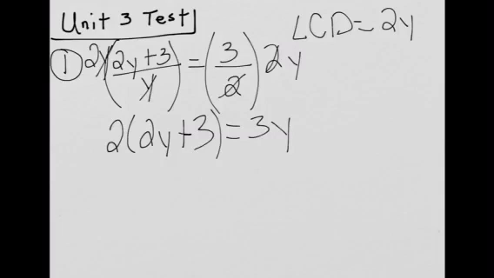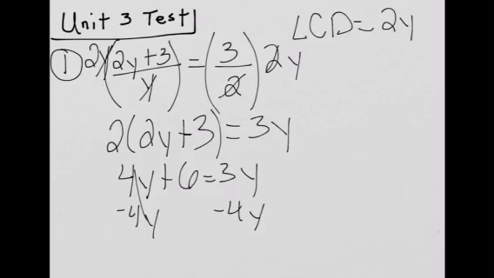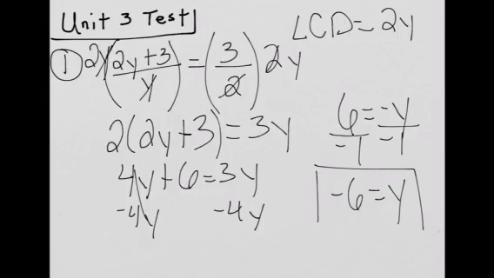Alright, so next we want to distribute our 2 through on the left side, so that gives me 4y plus 6 is equal to 3y. Now if I subtract my 4y from each side, we're left with 6 equals negative y. And now divide by negative 1 to get my y positive. We get negative 6 is equal to positive y. And so that's your answer for number 1.